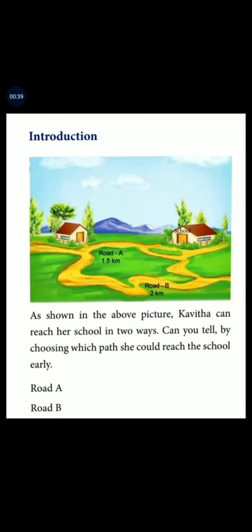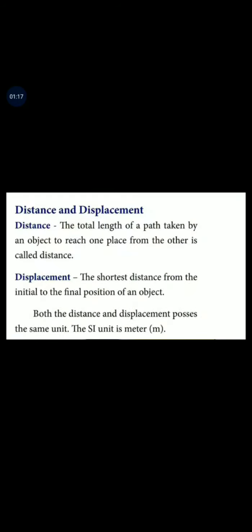First, introduction. Look at the picture. There is a house and a school. Kavita can travel in two ways. Road A is 1.5 kilometers. Road B is 2 kilometers. Can you tell by choosing which path she could reach the school early? If Kavita chooses road A, she can reach the school early. If Kavita chooses road B, she will reach the school late. So road A is the early one.